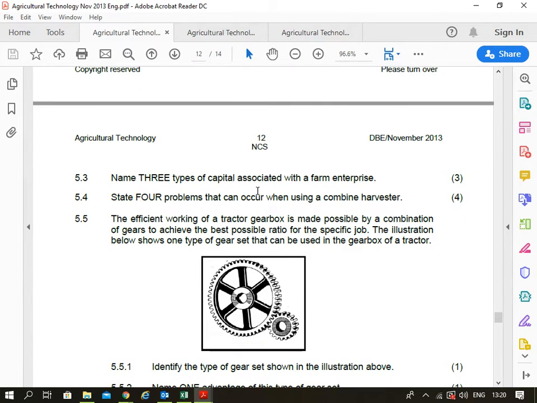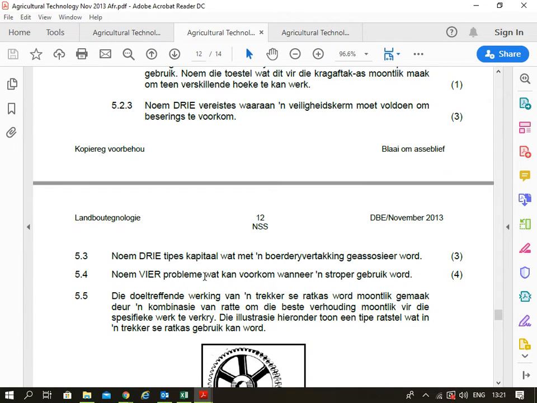State 4 problems that can occur when using a combine harvester.